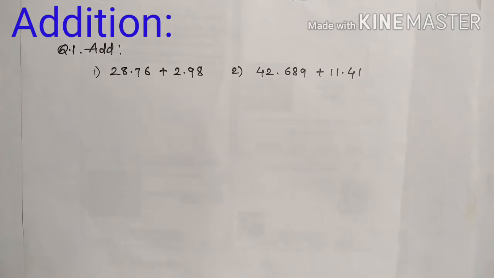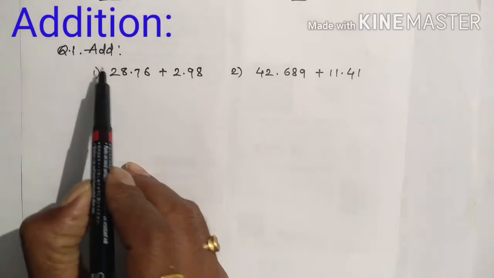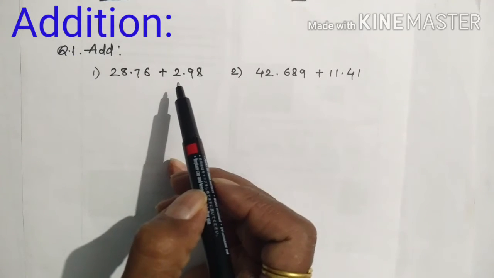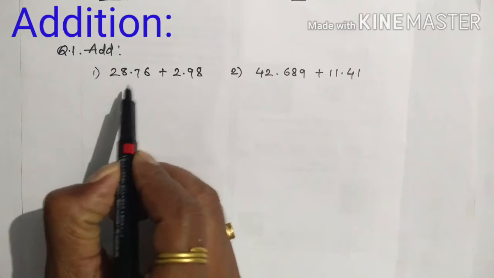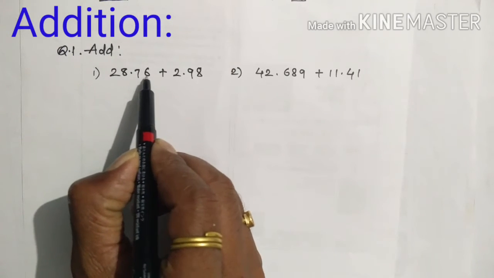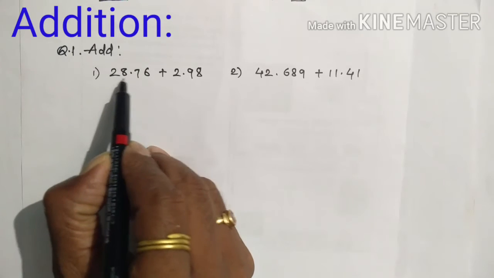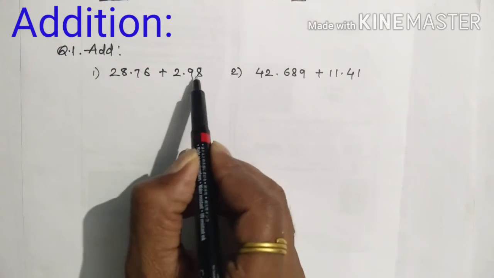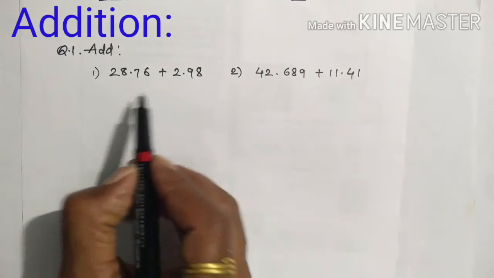Now let us see addition of decimals. Question number 1, add 28.76 plus 2.98. In such types of examples, we just have to count the number of decimal places. So in 28.76 there are two decimal places, and in 2.98 there are also two decimal places.